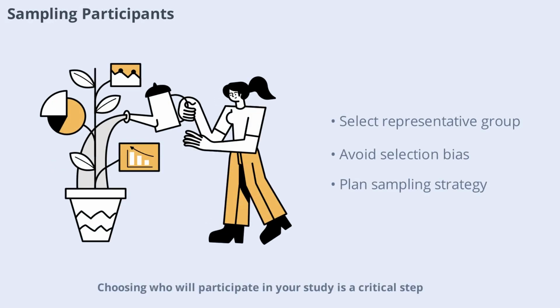Choosing who will participate in your study is a critical step. Sampling involves selecting a group that represents the larger population you want to understand. There are various sampling methods such as random, stratified, or convenience sampling. The goal is to ensure your results are generalizable and not biased by the selection process.